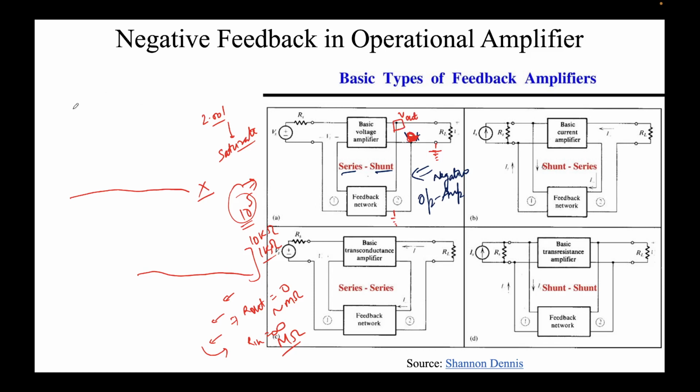This is like a parallel circuit. I'll draw a circuit here. Let's say this is 10 volts. This is 1 kilo ohms. Can you tell me what is the voltage applied across this 1 kilo ohms resistor?